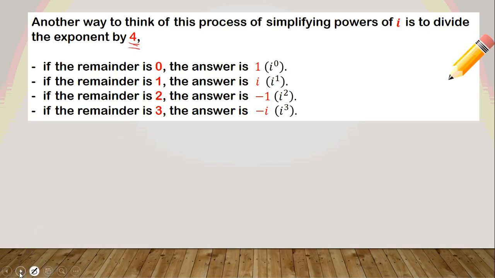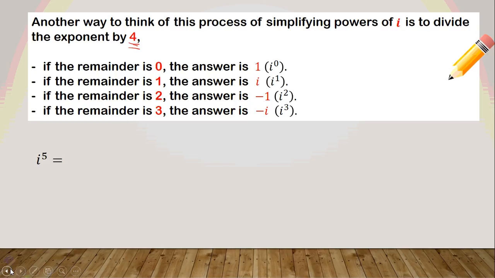So let's take a look at a few examples of how this works. Remember, I need to make sure you have in your notes that if the remainder is 0, it's a 1. If the remainder is 1, it's an i. If the remainder is 2, it's an i squared. And if the remainder is 3, it's a -i. Okay, so let's go ahead and take a look at a few examples that use this.